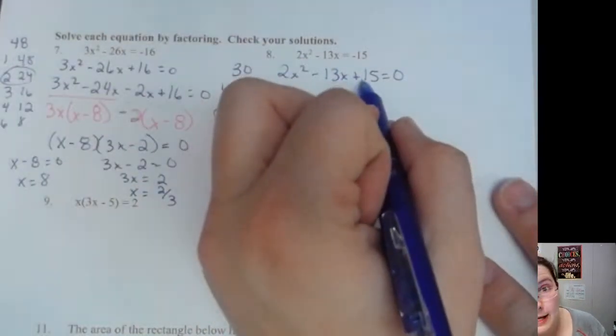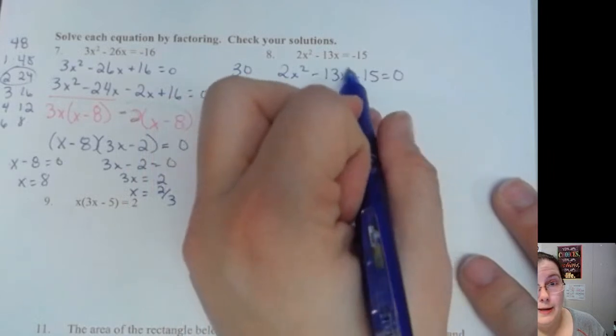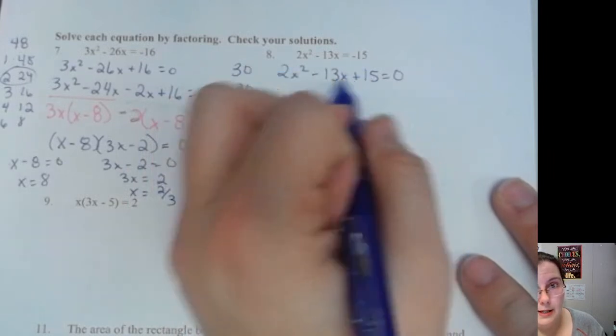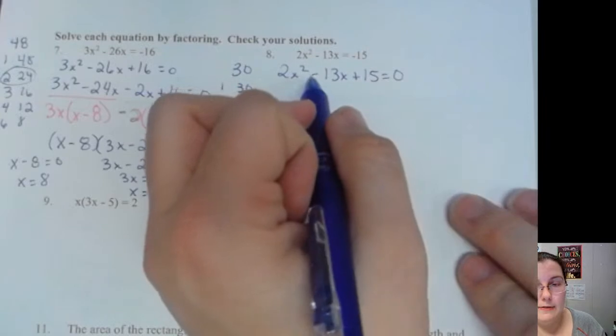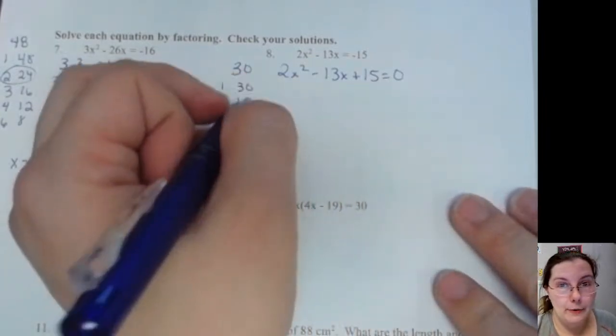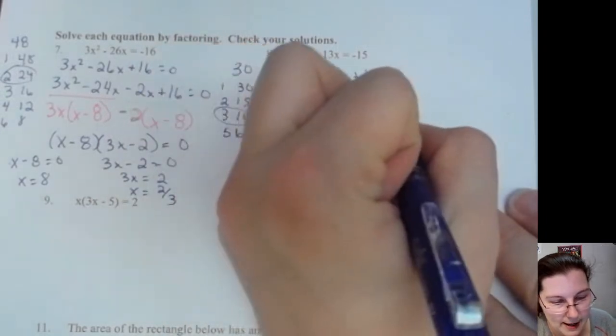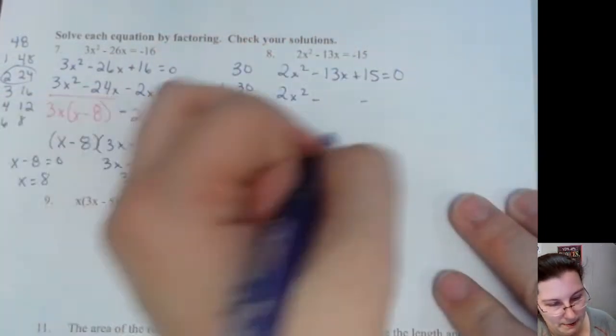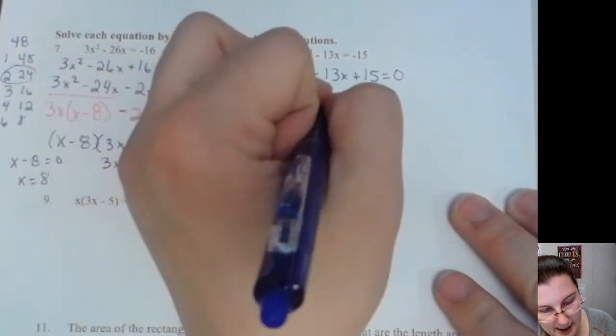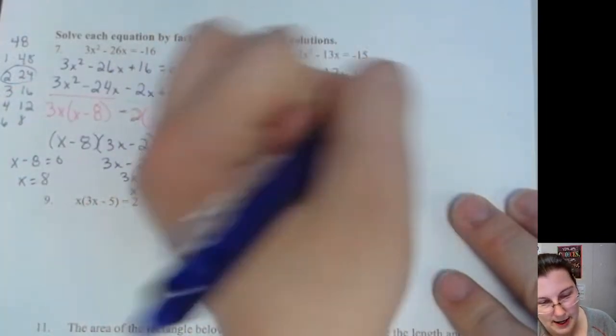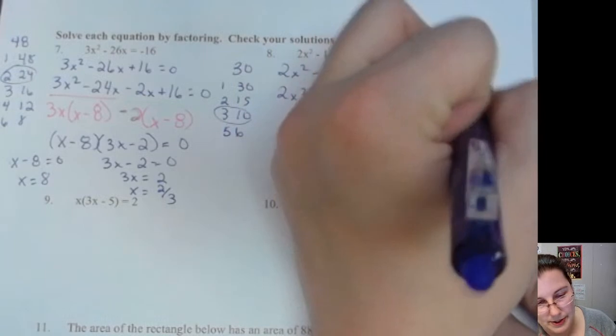So again, this is positive, this is negative. So my signs have to be the same because of this. They both have to be negative because of this. So now I'm going to rewrite 2x squared because they're both negative. It doesn't matter what order we're in. So I'm going to do minus 10x minus 3x plus 15 equals 0.